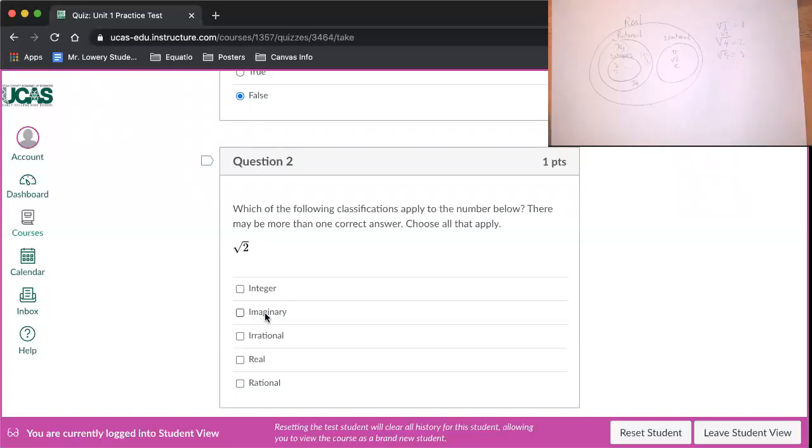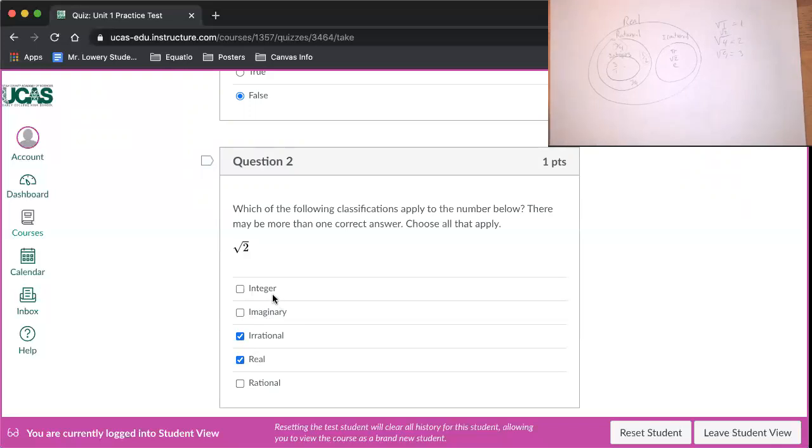Square root of 2 is in between here. It comes out to about 1.41 or so. But the in-between square roots, the ones that don't come out nice, are irrational numbers. Keep in mind that all the irrational numbers are also real numbers. So not only is this number irrational, it's also real. So I'm going to check both of those.